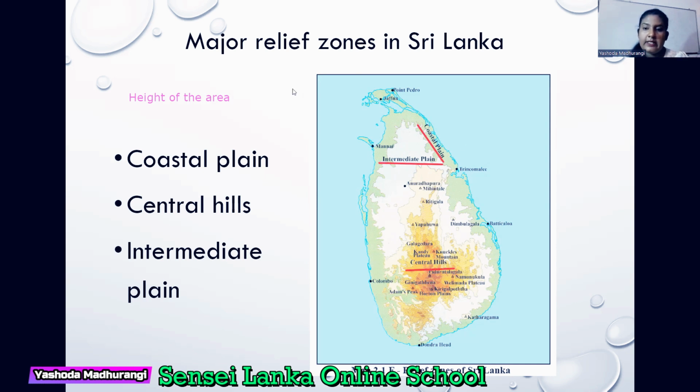You have to remember this map also. It is very useful. A lot of questions will be there for the exam from this map, from this lesson. Remember that. So according to the height of the area, coastal plain, central hills and intermediate plain are divided.